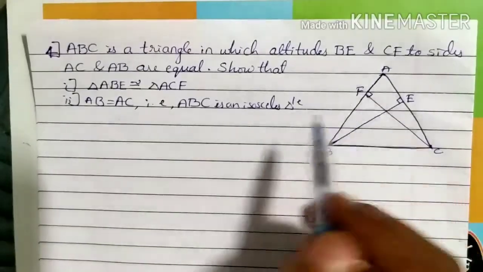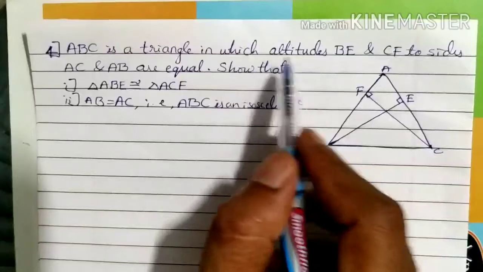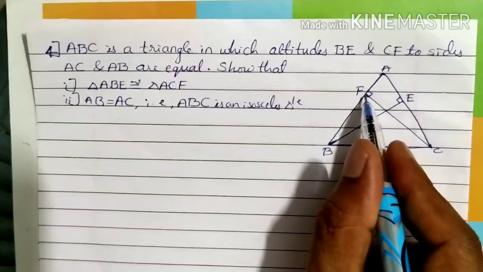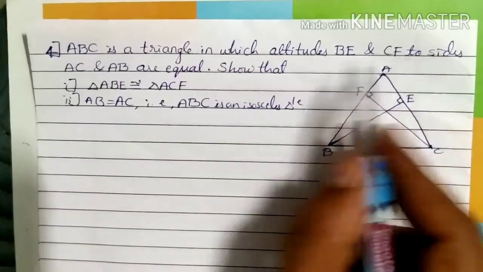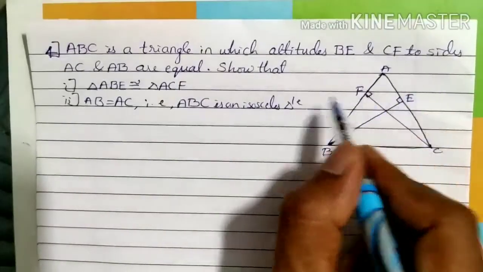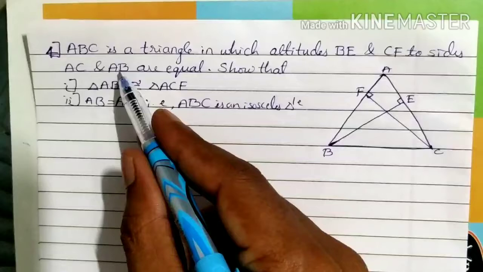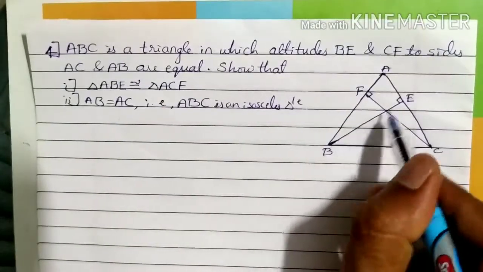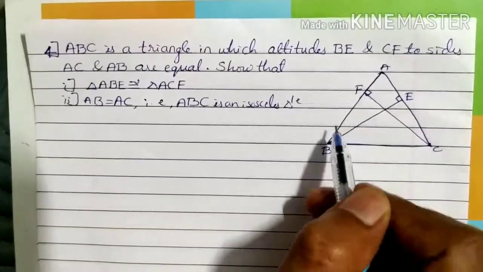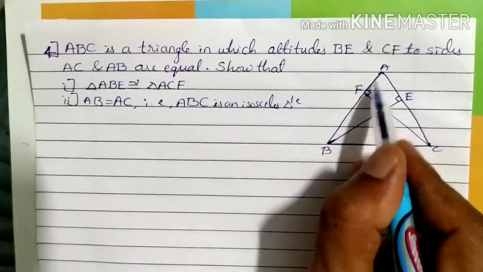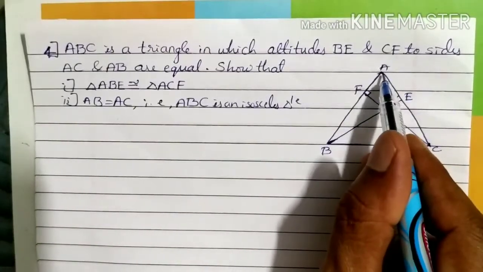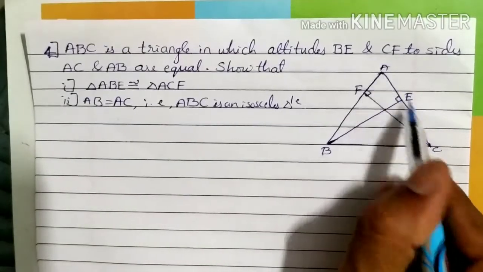So now ABC is a triangle in which BE and CF are altitudes to the sides AC and AB. The altitudes are equal. That means here AC and AB are not given as equal. Given that BE and CF are equal, we have to show that triangle ABE is congruent to triangle ACF.